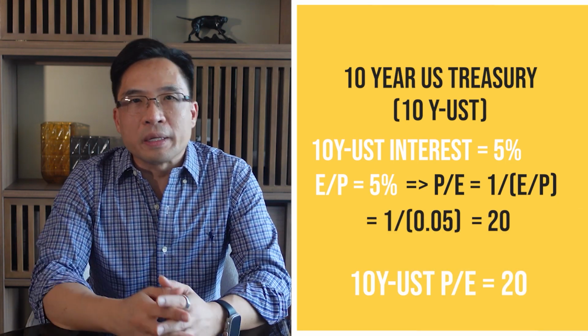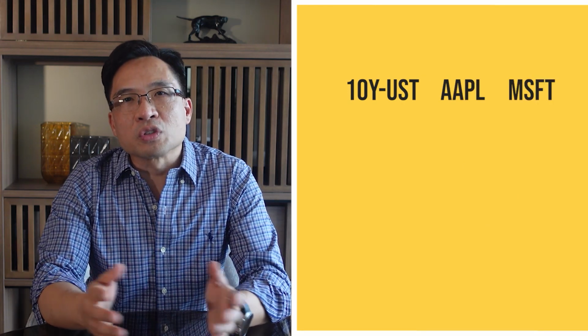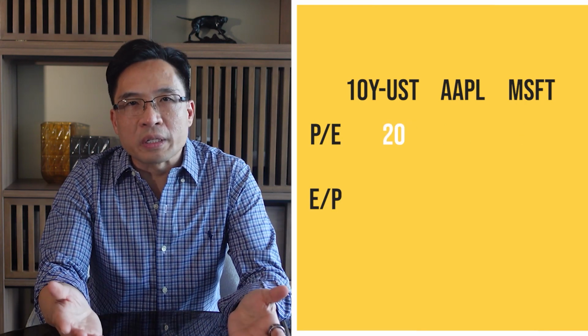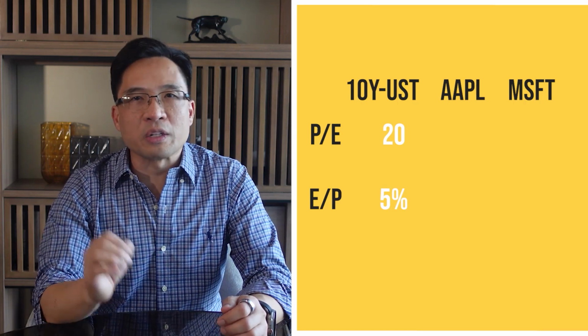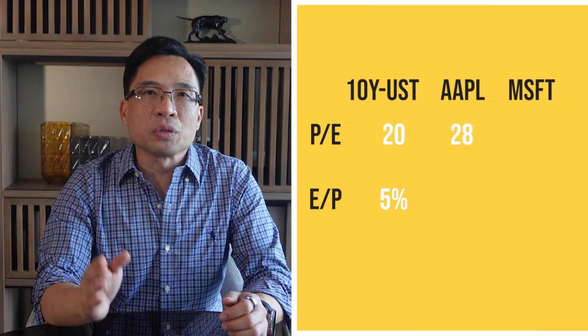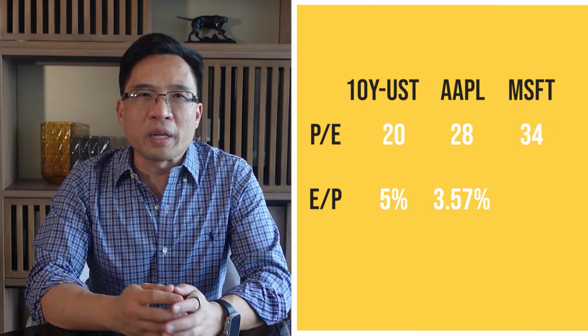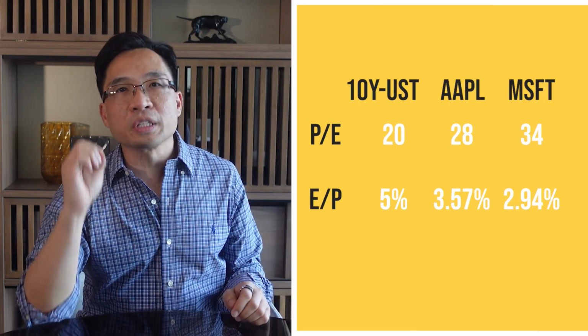That equals 20. Now let's compare the 10-year US Treasury versus Apple and versus Microsoft's PE. The US Treasury's PE is equal to 20, or the equivalent of an earnings yield of 5%. Apple is trading at a 28 PE, or an earnings yield of 3.57%. And Microsoft is trading at a 34 PE, or an earnings yield of 2.94%. Remember, it's not just about the numbers.